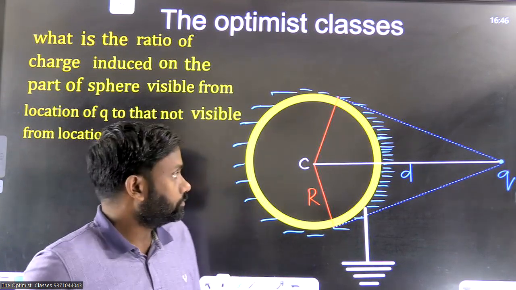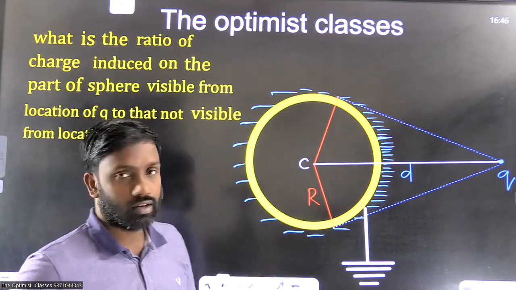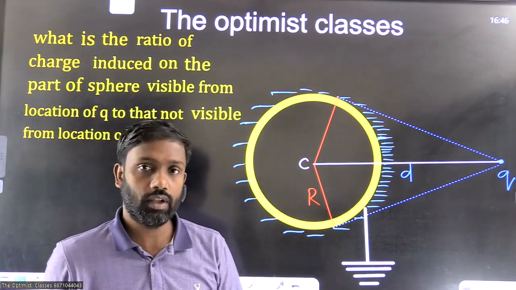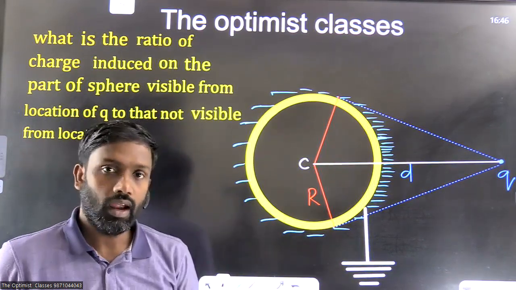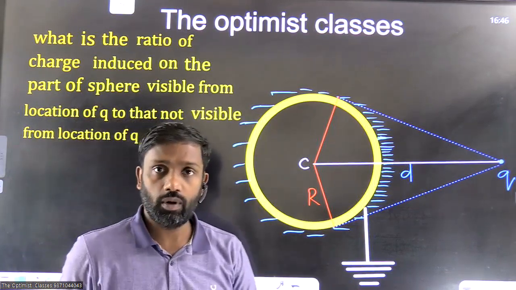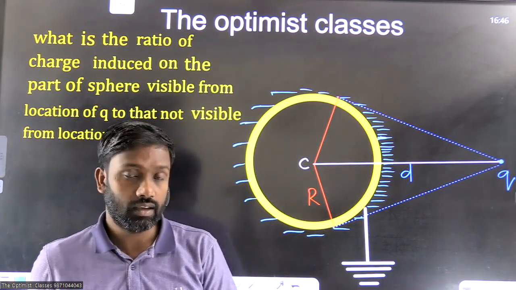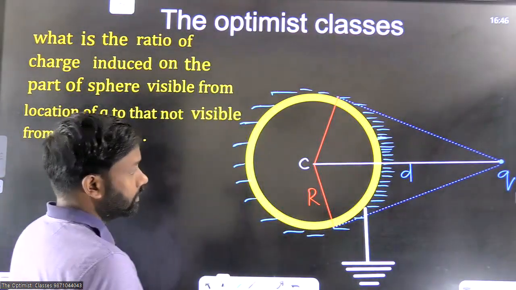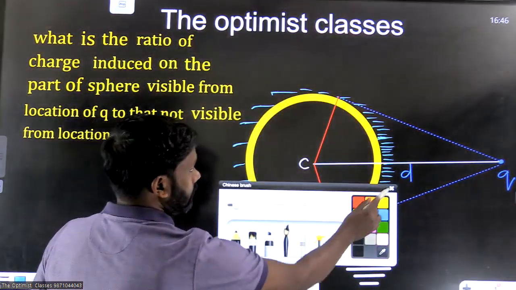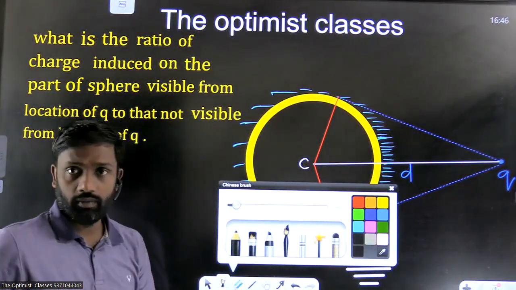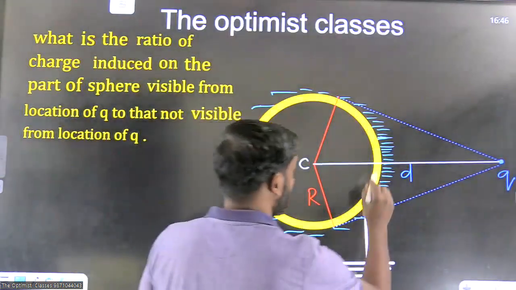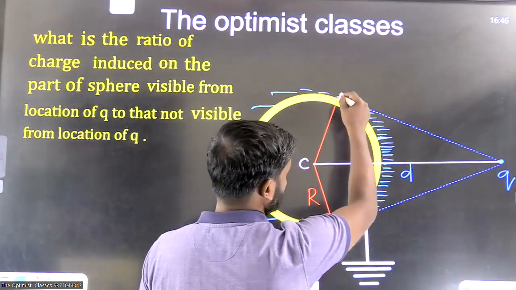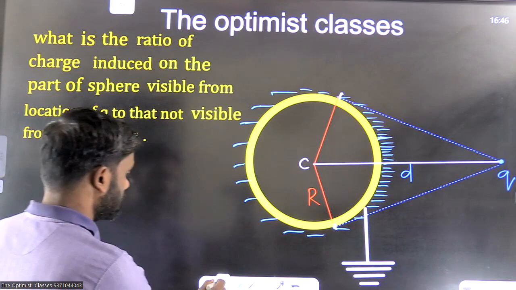If you want to try it yourself, you can pause the video and solve the question, and if you cannot solve it, then look at the solution. You can also try by calculating flux, which I think is the easier method. Okay, so let's do the calculation here by calculating charge density first, and then we'll calculate the total charge induced.